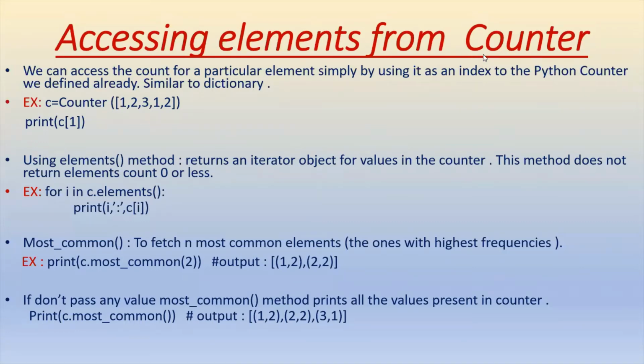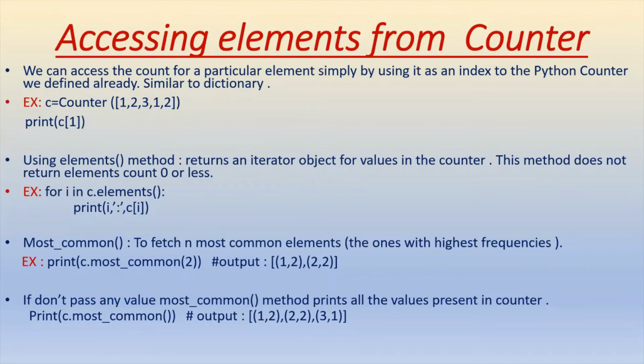The next one is the most_common method. The most_common method is used to fetch the n most common elements. The most common elements are nothing but the ones with the highest frequencies. Suppose we pass 2 as a parameter, then the 2 most common elements will be returned. And if we don't pass any parameters, by default, all the elements available in the Counter will be returned.